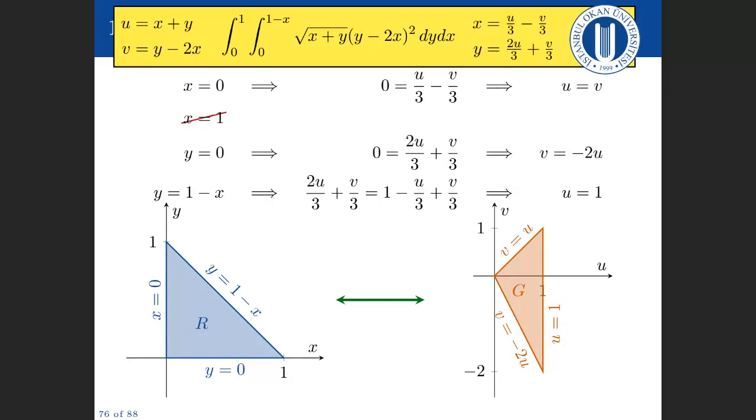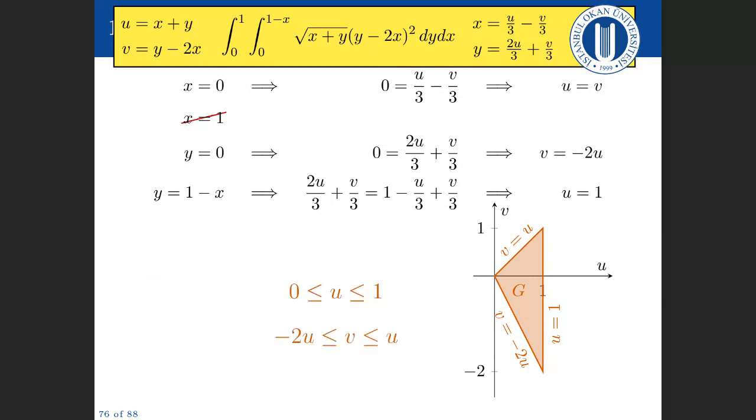So our new region, our region G, is going to be this orange triangle. We need the limits of integration here, and you know how to do that now. u is between 0 and 1, v is between minus 2u and u. Okay, so now let's go.